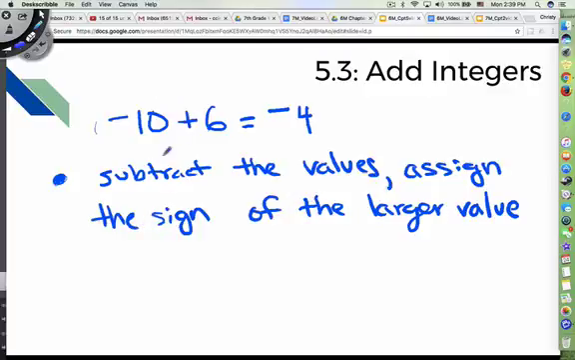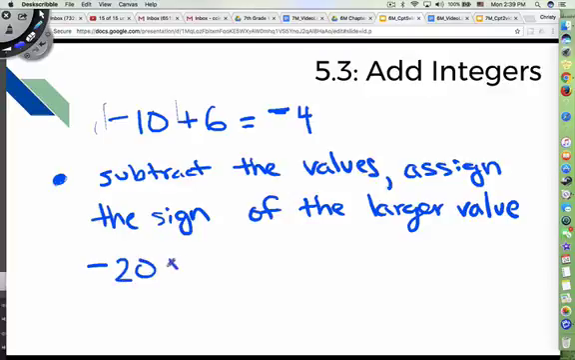So which value is larger? Which absolute value is larger? 10 is bigger than 6, right? So you subtract and get 4, and then because 10 is bigger, that's the larger value, you put that sign back on it, that negative. That's what that one is saying. Okay.